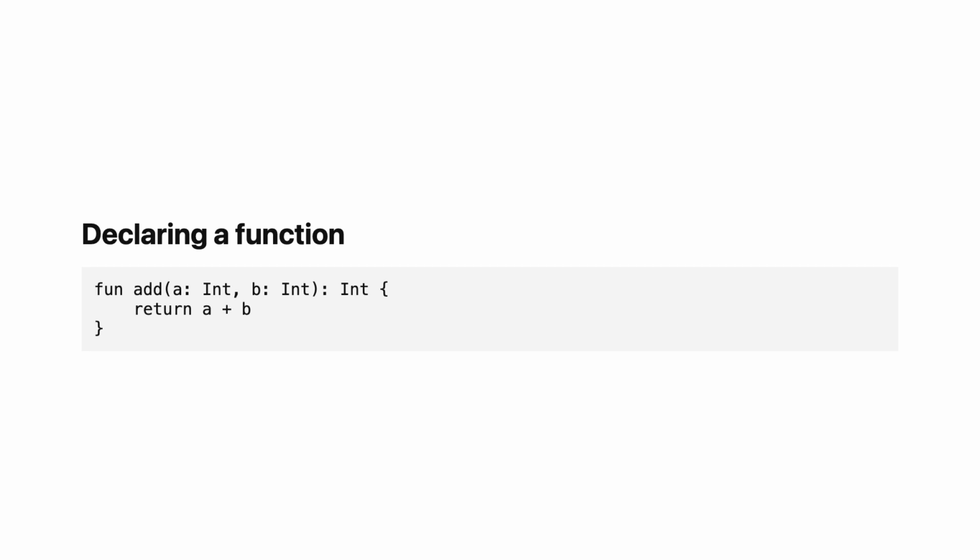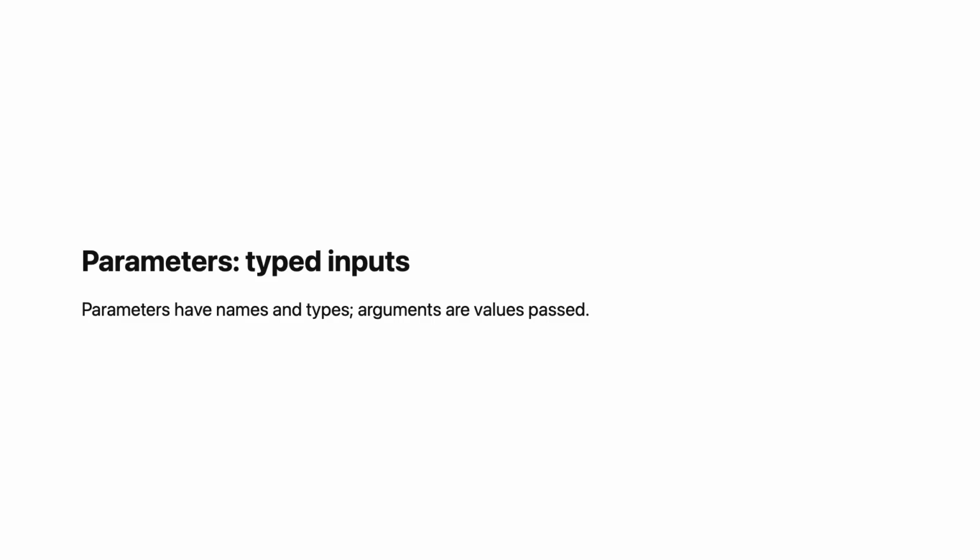Parameters are inputs to a function. Each parameter has a name and a type. The type is required. The compiler needs to know what kind of data to expect. Multiple parameters are separated by commas: fun add(a: Int, b: Int). Inside the function, parameters are like val variables. You can read them, you cannot reassign them.